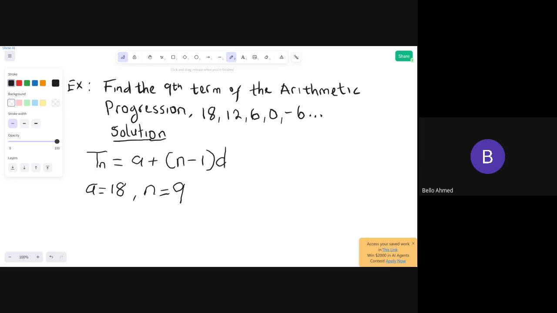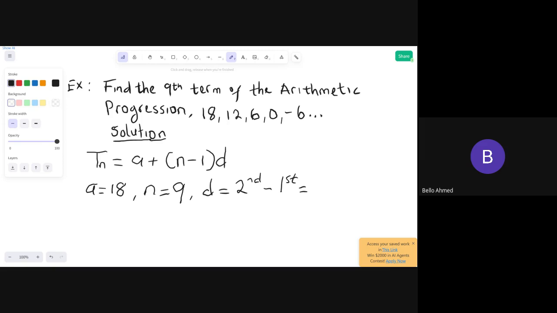So now we are going to look for the value of D, which is the next thing we are going to do. So our D is going to be equal to, remember I said, the second term minus the first term, or if you like, you can say the third term minus the second term.